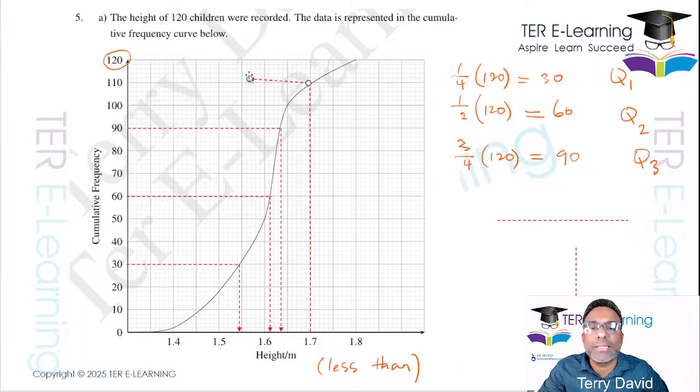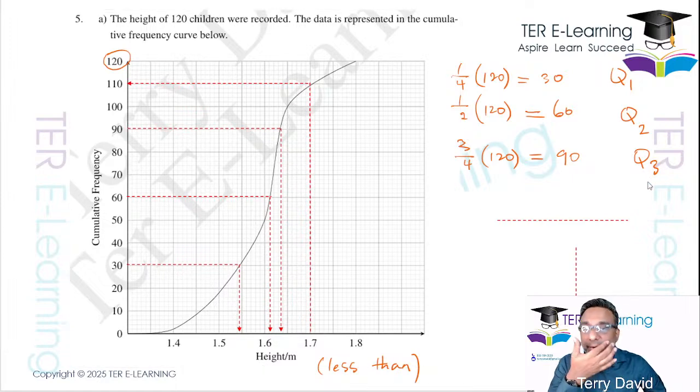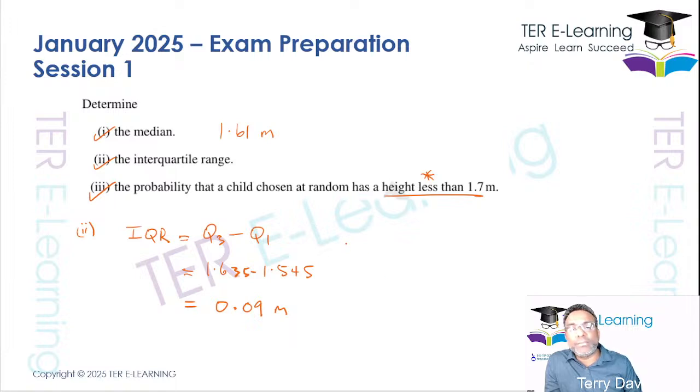It's probably a little less, but that's okay. I just want you to understand the concept. So let's say I read this off here and I get 110. So 110 students have a height less than 1.7. So this is part 3: the probability that the height is less than 1.7.